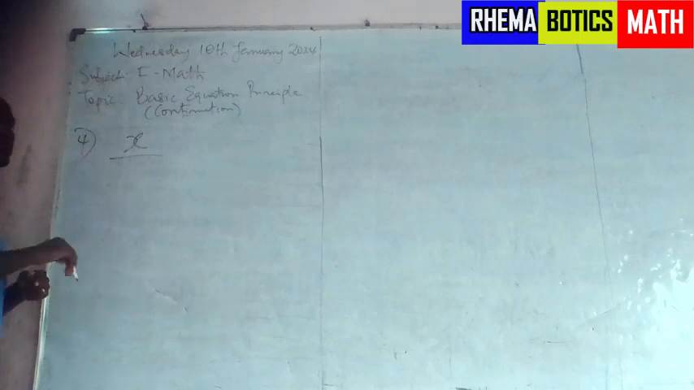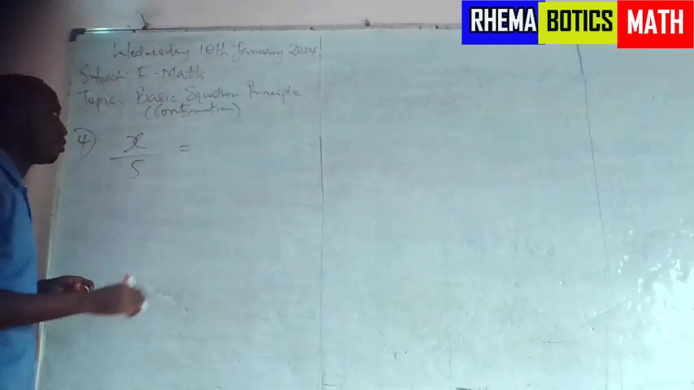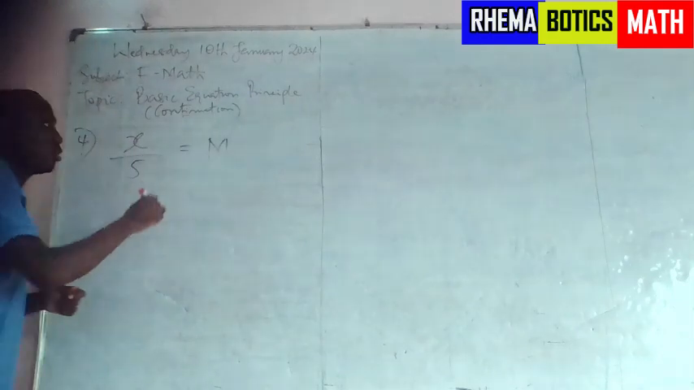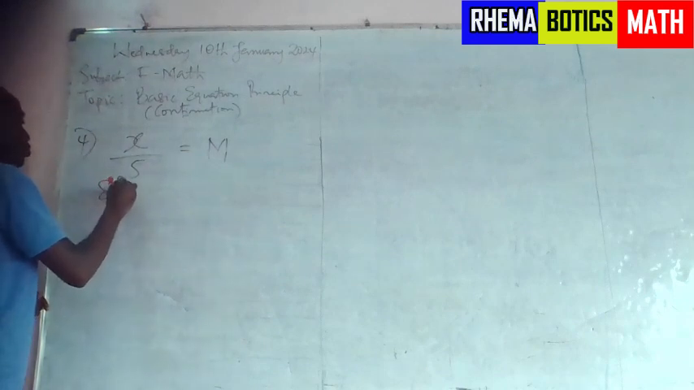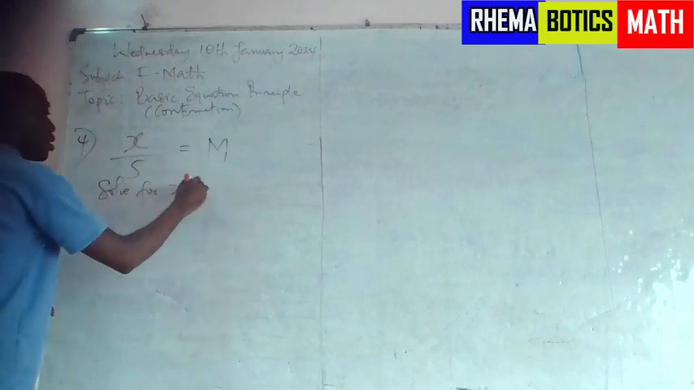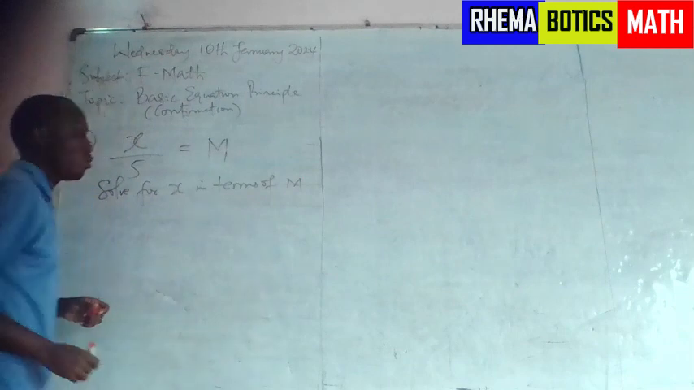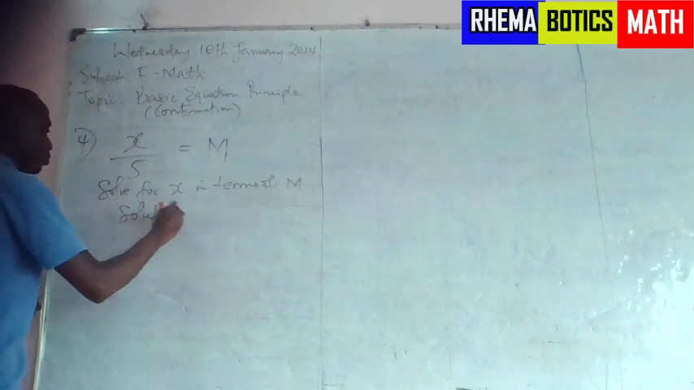Please don't write until I have done. Let's say x over 5 equals, let's say, n. Now, we are asked to solve for x. We solve for x in terms of n. So how do we make x the subject is to look for the solution.